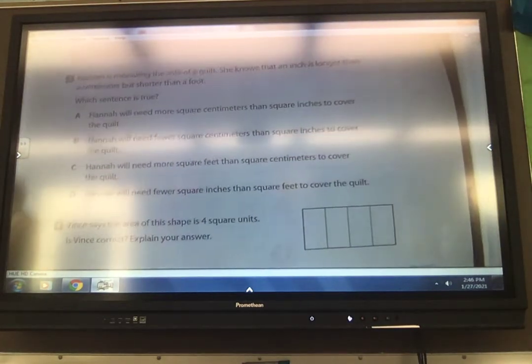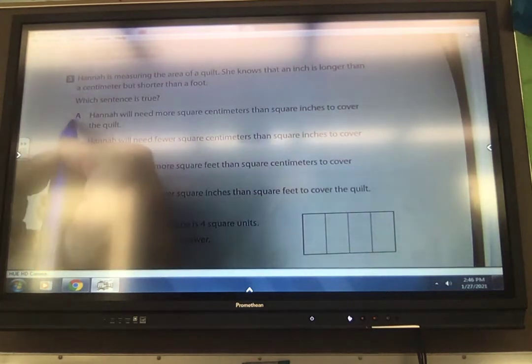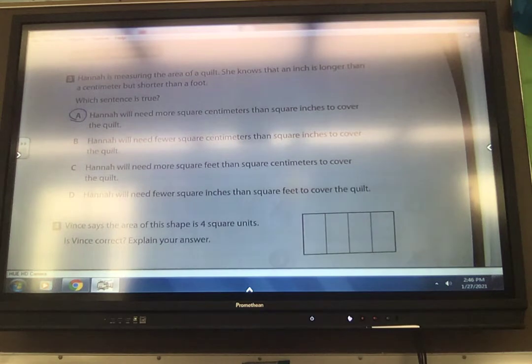Number 3. Hannah is measuring the area of a quilt. She knows that an inch is longer than a centimeter, but shorter than a foot. Which sentence is true? A. Hannah will need more square centimeters than square inches to cover the quilt. Centimeters are smaller, so will she need more? Yes. The smaller your unit is, the more you have to use. Since centimeters are shorter than inches, that is true.